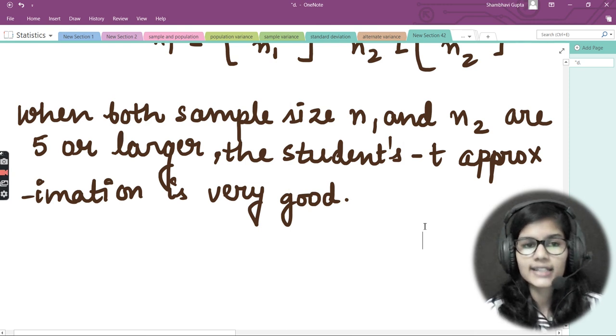Right. Hope you got the idea regarding the formulas for the t-score and the degrees of freedom.